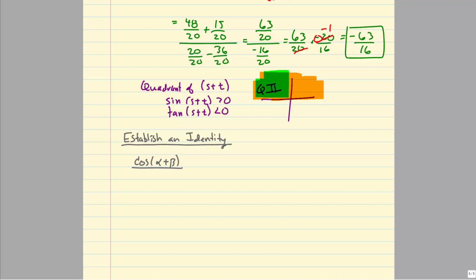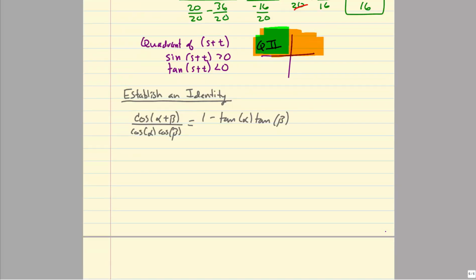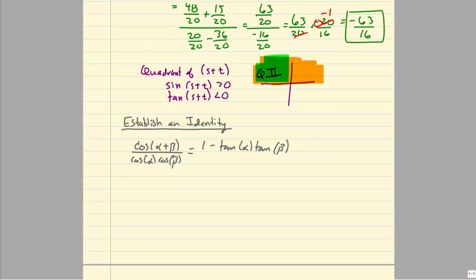We're going to use cosine of alpha plus beta over cosine alpha cosine beta, and we want to establish that that is equal to 1 minus tangent alpha tangent beta. Our directions are usually to start with the more complicated side and then work from there. I think the more complicated side could be the left because it's a layered fraction and I have a sum of 2 angles. So let's start with the left. On the test, if you decided to start on the right, that's absolutely fine as long as you have all of your steps and work shown.